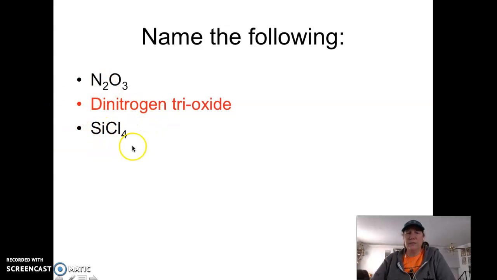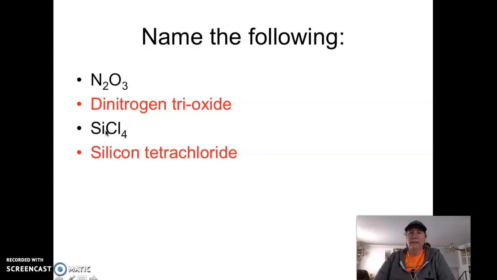Okay, Si is silicon. There's only one, so it'd just be silicon. Four chlorine, that would be tetrachloride. Not chlorine, but chloride. And CO, carbon, and then the second one has to have a prefix. So if there's only one, you use mono. So carbon monoxide. I'm sure you guys have heard of that one before.